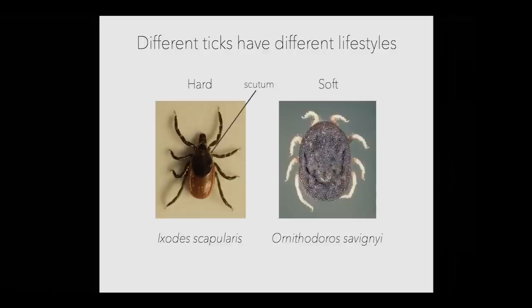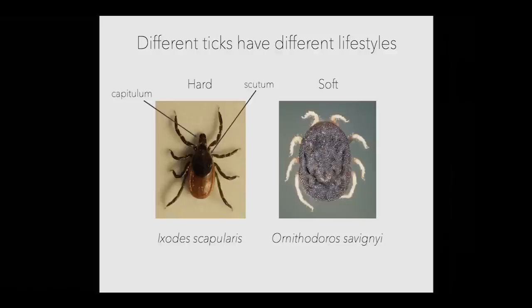The first thing is that the hard ticks on the left have a hard outer shell, so not the most creative name. It's called a scutum. And you can see this kind of dark brown circle. That's what the scutum arrow is pointing to. And they also have feeders, an organ called the capitulum, which is extending out. It kind of looks like this drill at the top of the tick. The soft ticks have one too, but it's hidden a little bit below the picture, so you can't see it. So those are some of the major physiological differences.